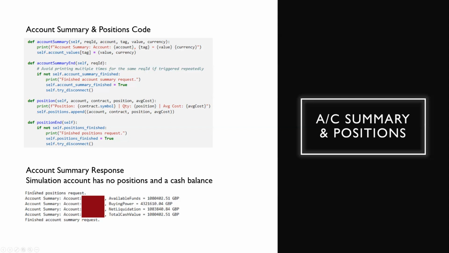I don't have any positions, so it goes straight to the position end, and then it's printing off my summary line by line. So it's coming into summary once, and then twice, and four times. Then when there's no more summary information being provided, the callback will call. IB Broker will call this summaryEnd, and we've overwritten that method so that it prints out that we've finished the account summary, and then tries to disconnect.